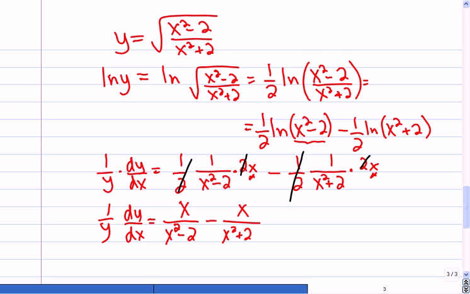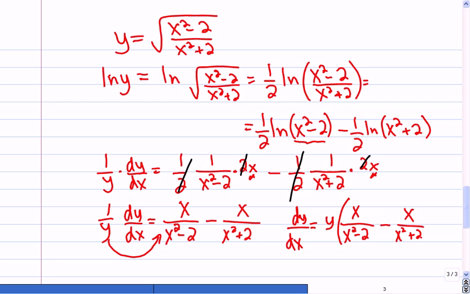So now to solve for dy by dx, all I've got to do is take this y and move it up to the other side across the equals. So I'll get dy/dx equals y times x over x squared minus 2 minus x over x squared plus 2. So, happy there? There's one more thing to do. Does anybody remember?